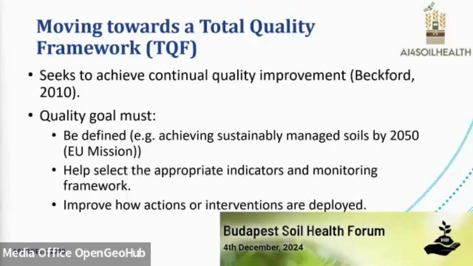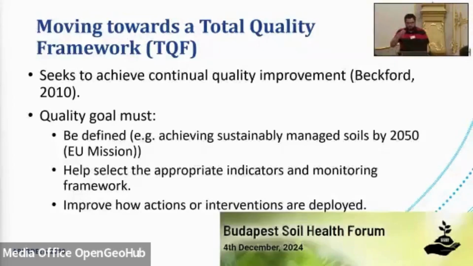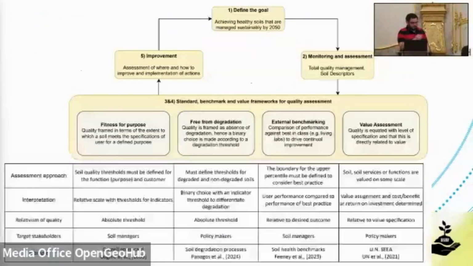But in terms of soil science, the quality goal, in terms of what we're talking about in this neck of the woods, must be defined. And for the work that Arwen was talking about earlier on, we're hoping to achieve sustainably managed soils by 2050 as part of the EU mission. To do this, we need to help select the quality and appropriate indicators and monitoring framework that is suitable for this. And ultimately, civilians will need to understand how actions or interventions are deployed, because at the end of the day, they're going to be the people that are impacted by what we decide to do.